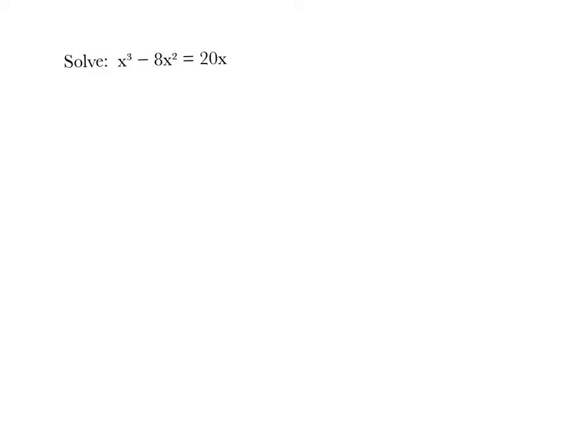To solve a quadratic equation, you first need to make sure that it is equal to 0. So for this equation, we are going to have to subtract 20x from each side in order to get the equation equal to 0.